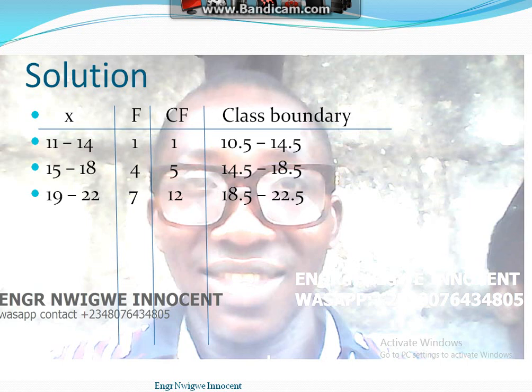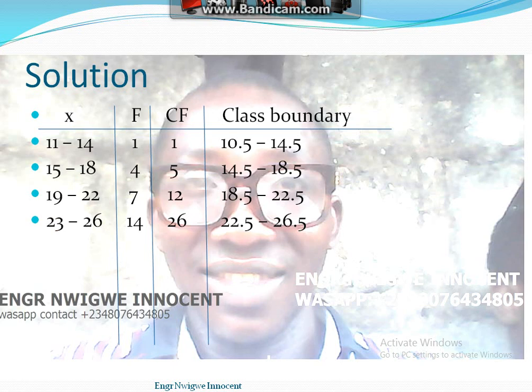Then the next weight is 23 to 26. The frequency is 14. The cumulative frequency is 1 plus 4 plus 7 plus 14, which gives us 26. The class boundary is 22.5 to 26.5, that is 23 minus half, which gives us 22.5, while 26 plus half gives us 26.5.